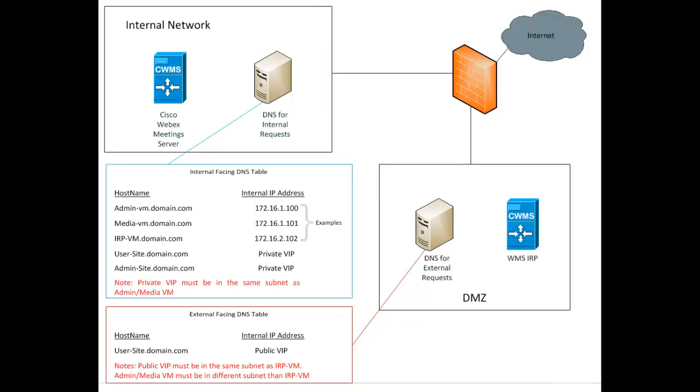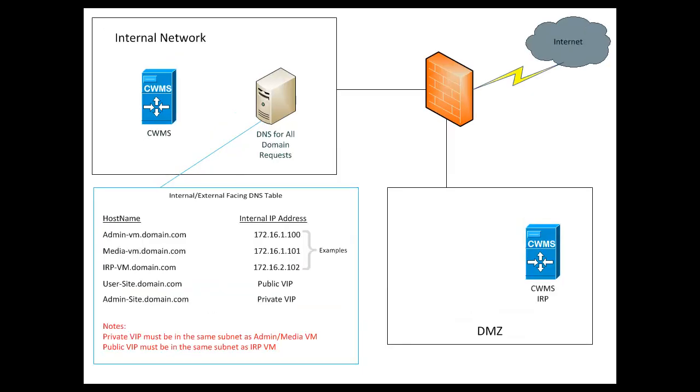The second slide again is a split DNS configuration, but this time with the IRP in the DMZ. So you do have the option to either deploy in the DMZ or deploy the IRP in the internal network. The difference being the ports that are going to be open on the external firewall or the internal firewall.